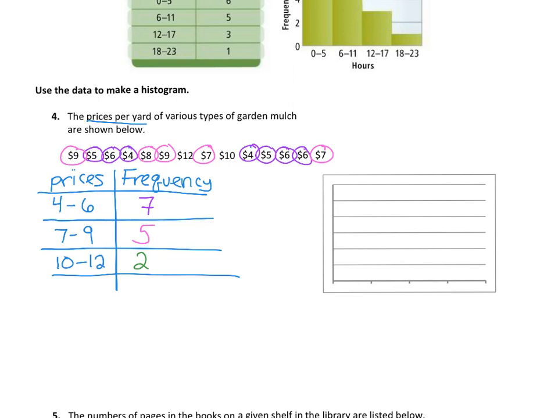So I have 1, 2, 3, 4, 5, 6. It looks like my max is 7. So I can't count by 1, so I'm going to count by 2s. I'm going to label my y-axis counting by 2s. That's my frequency. And then my x-axis is my prices. And our intervals that we chose were 4 to 6, 7 to 9, 10 to 12.